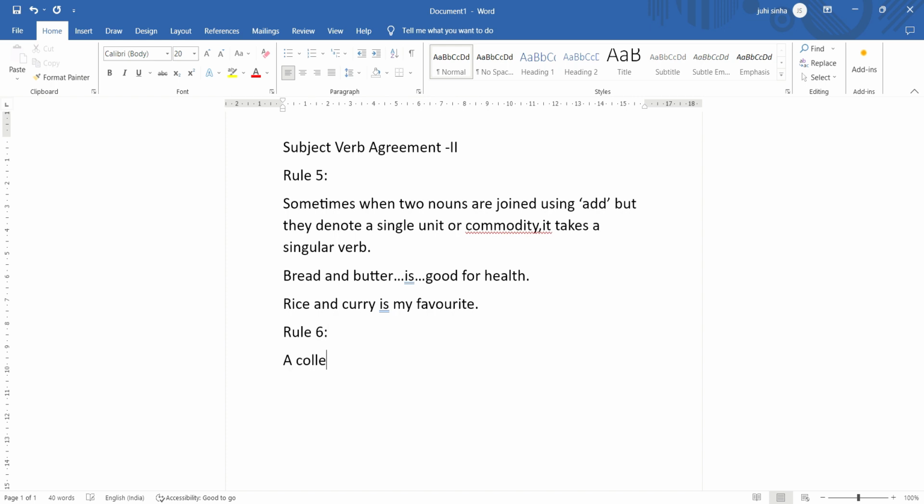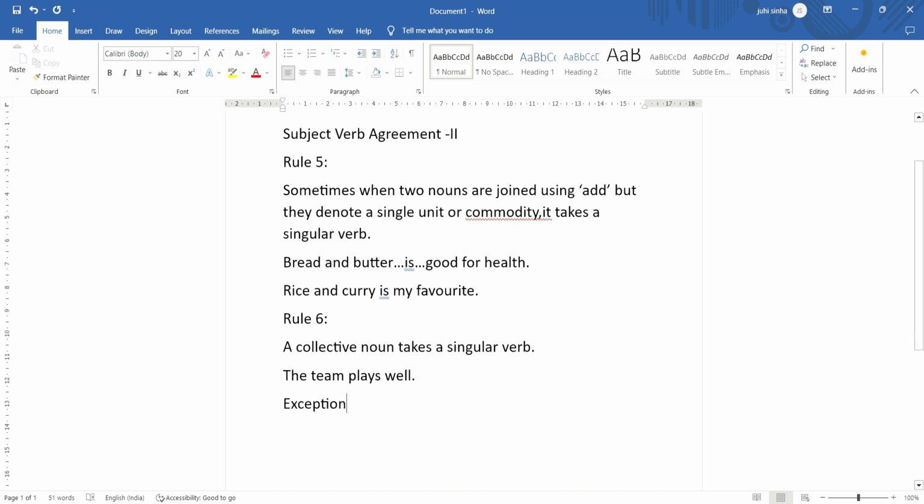A collective noun takes a singular verb, because collective means a collection, one unit. We cannot write a plural verb with it. For example, the team plays well. Okay, because team is a unit. But yes, as yesterday also I had said, every rule has an exception. So what is an exception to this rule?